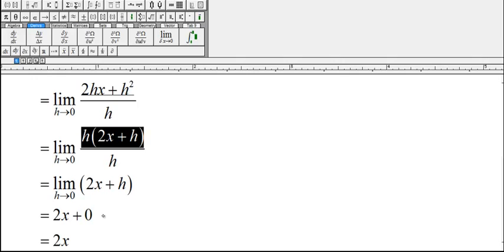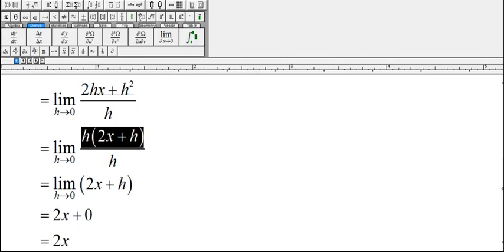We're actually using a couple of limit properties. The limit of the sum is the sum of the limits, and this one doesn't have an h, so it might as well be considered a constant. And so the limit of that constant is just 2x, and as h goes to 0, of course that goes to 0, and we get 2x for our answer.